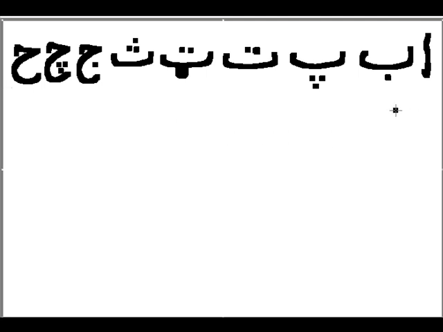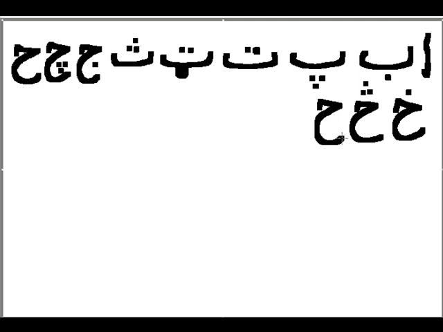Then we have Kha, drawn just like the Ha, but it has a dot on the top. Then we have Cha, looks just like the Ha and the Kha, but it has 3 triangular dots on top. Then the special letter, special to Pashto, Tsa. Tsa looks like Ha, and it has this squiggly line that looks like this.